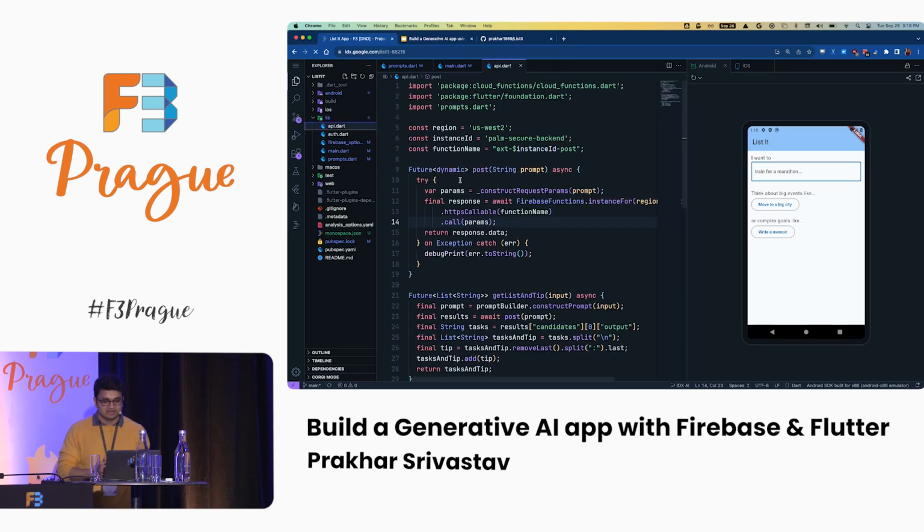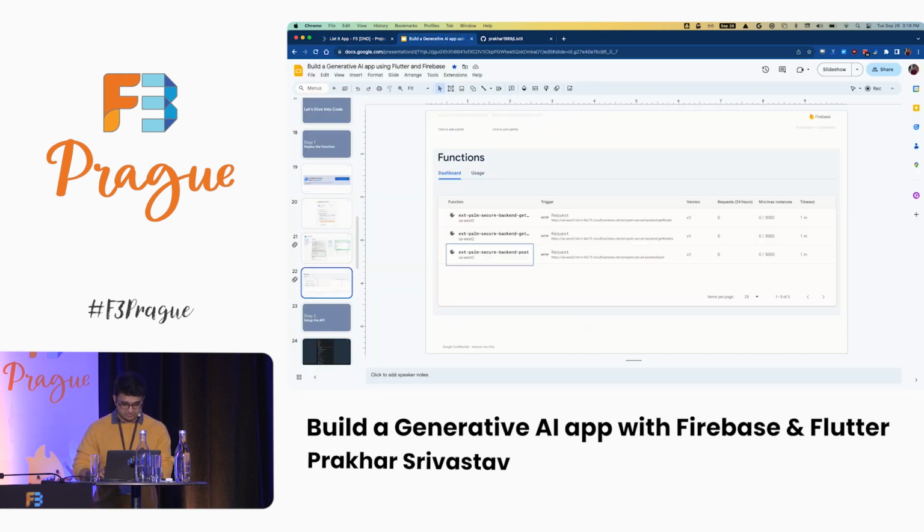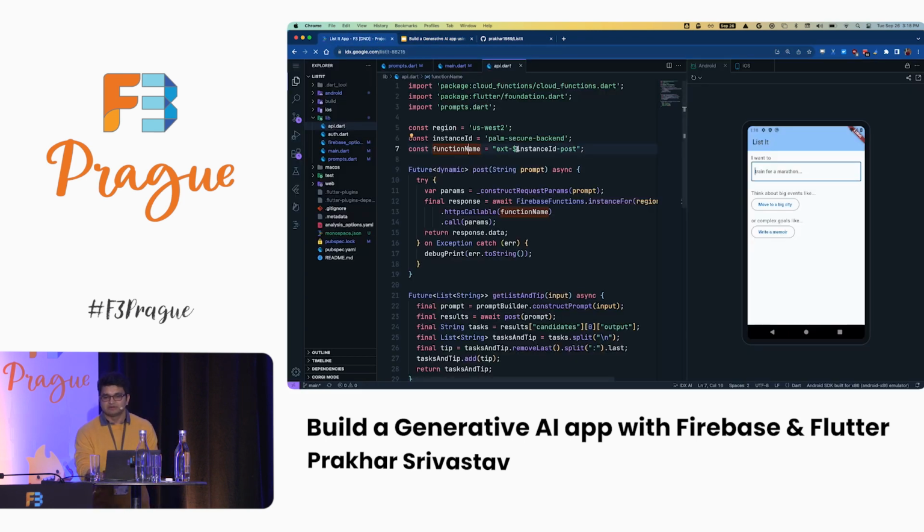This is where the meat is, right? And so here, these three variables are directly from the previous file. I'm setting a region, which is US West 2. I'm setting an instance ID, Palm Secure Backend, and I'm calling the function name ext-palm-secure-backend-post, which is exactly what we saw here. Yes, this does seem a bit convoluted. I could just have one long string.